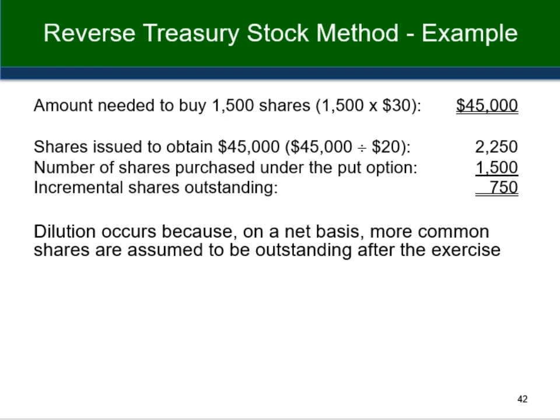Anti-dilutive potential common shares are securities whose inclusion in the earnings per share calculations would actually increase earnings per share. Let me run that by you again. Anti-dilutive potential common shares are securities which, if included in the earnings per share calculations, would increase earnings per share or reduce the net loss per share. So that actually would be the opposite of dilution. We'd actually have fewer shares sharing in the same number of earnings available to common.